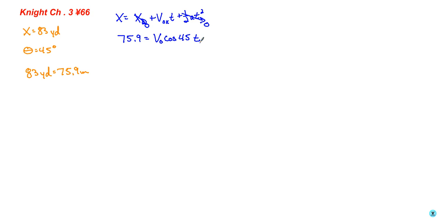Cosine of 45 is the angle it was thrown at, V sub O was the initial speed, which we're looking for, and t is the time it was in the air, which we don't know. So we're kind of stuck. We've got one equation with two unknowns, so we need a second equation. To grab that second equation, let's look at the y direction now.